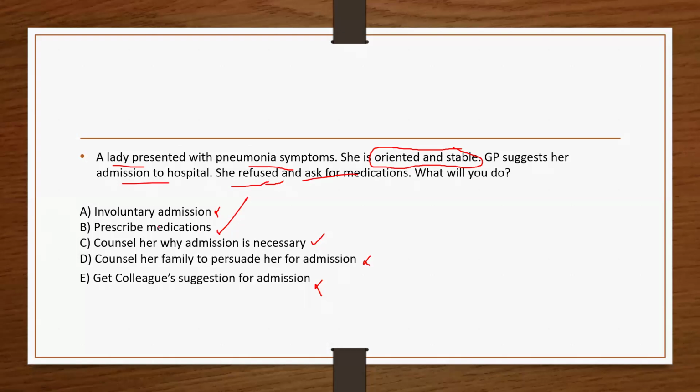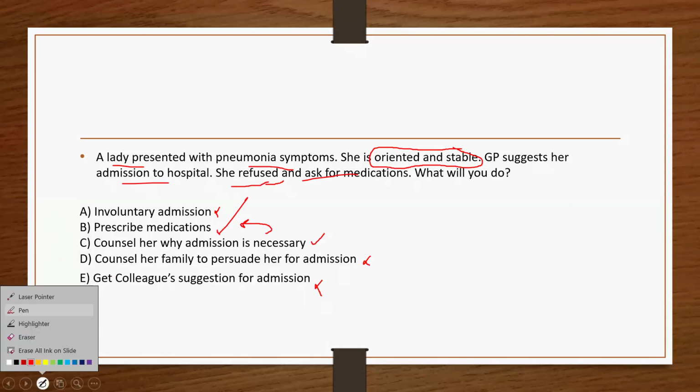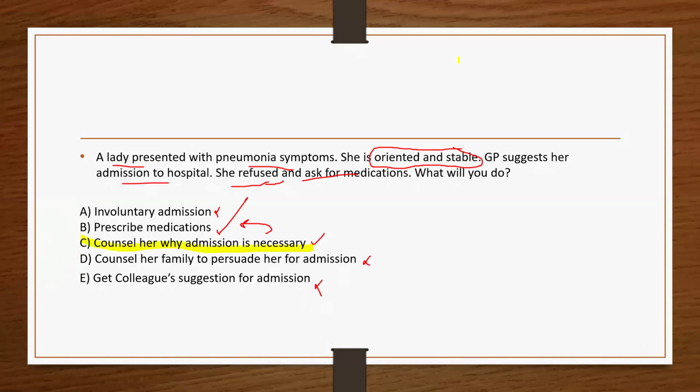So before prescribing medication, you are going to counsel her why admission is necessary. And if she agrees to get admitted, then you are going to admit her. If not, you are going to do according to what she wants. So here, the next step, or what will you do, will be counseling her why admission is necessary. So that's your next step. Okay.